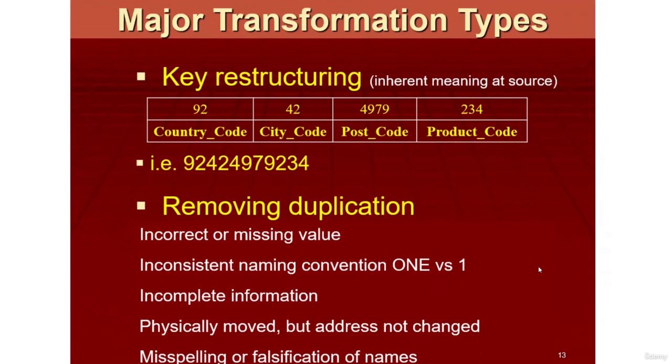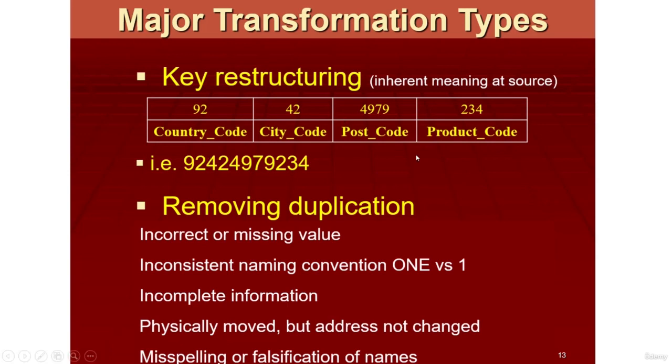Now here is a real-time example: the country code. This is the complete ID, 9242 and 97923, written in full. But as a software tester, the business owners will say that in this complete number, you need to separate the country code, the city code, the postcode and the product code. All these should come in different fields.